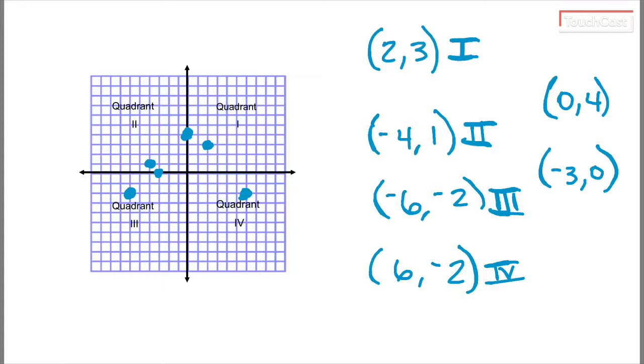And both of these last 2 points, they fall on one of the axis lines, so there is no quadrant that these are a part of. So anytime you're given an ordered pair that is on a line, like on an axis line, either the x-axis or the y-axis, there is no quadrant associated with that.